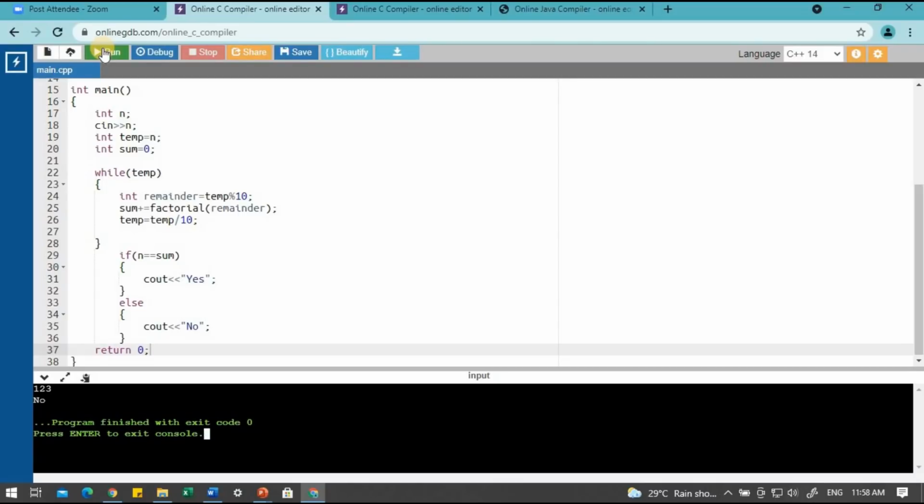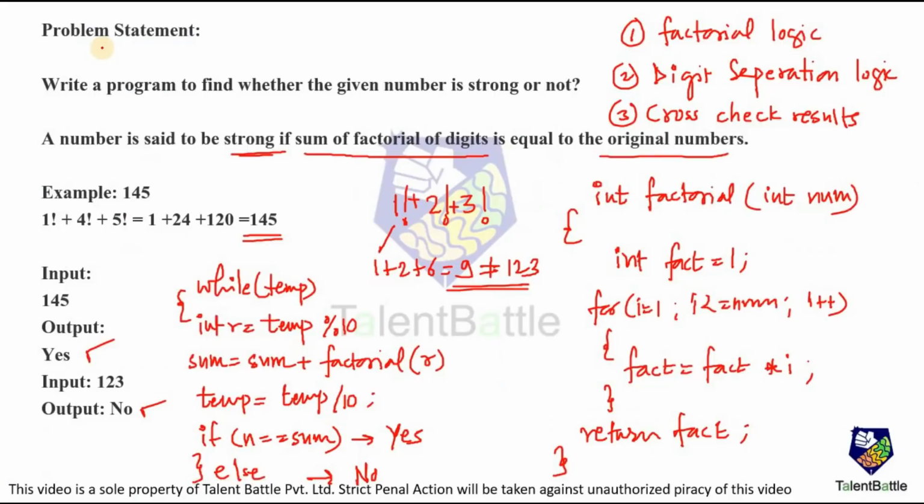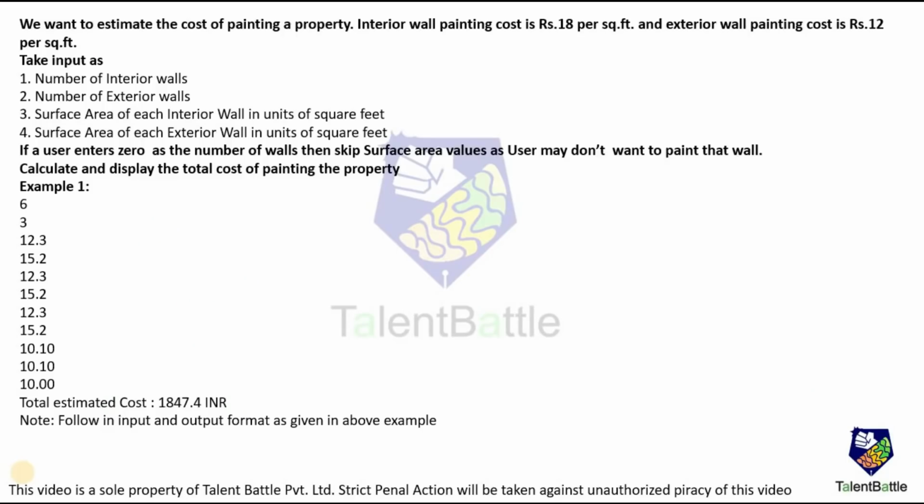So the knowledge of basic loops, remainder functionality, factorial functionality, and digit separation logic will help you to solve such kind of problem statements. So the coding level is easy to medium in the TCS examinations. Only the basic fundamentals are expected to be clear, right?